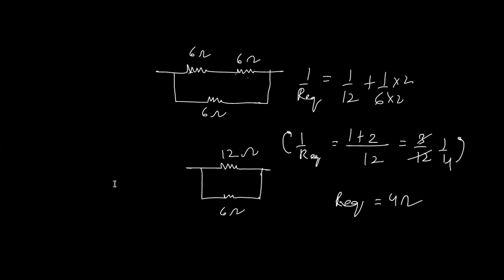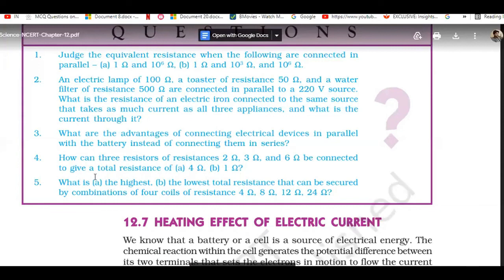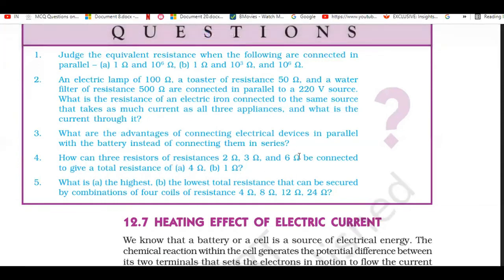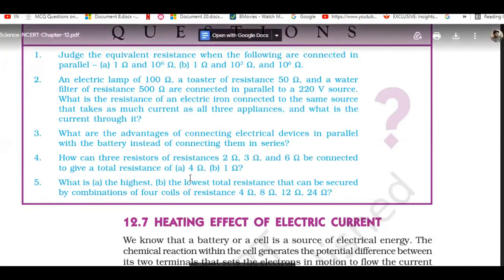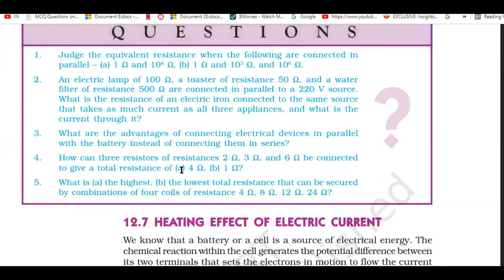Here we have an in-text question. Question number 4 is similar to this one. Do this question. There are three different resistors, 2 ohm, 3 ohm, and 6 ohm. How can you connect these three resistors so that one time you get the answer as 4 ohm, and another time you get the answer as 1 ohm? Do this one.